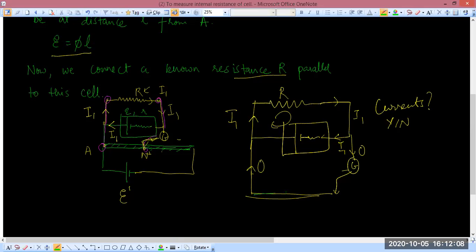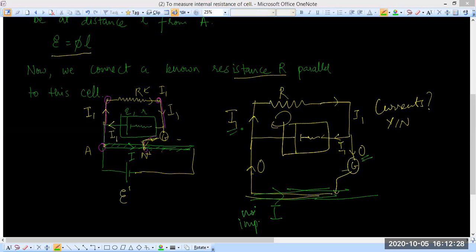Here there will definitely be a current. This is the potentiometer wire, right? Here there will definitely be a current I. But we are not concerned about that. This is of no importance, right? What is important is this 0, and what is important is this I1, right?